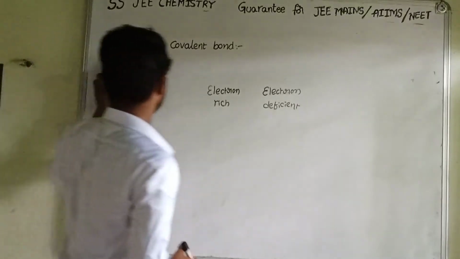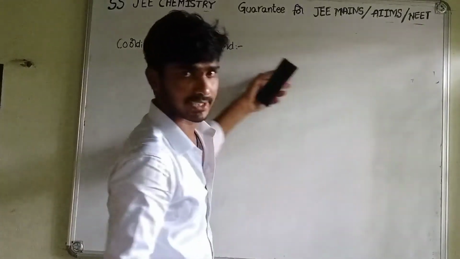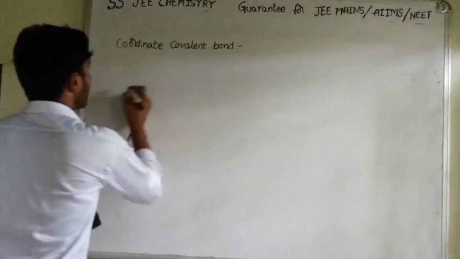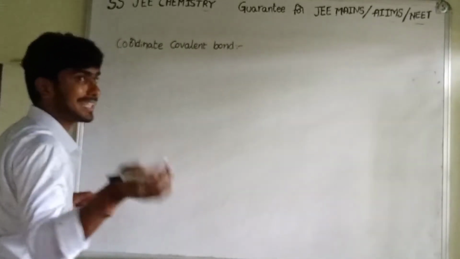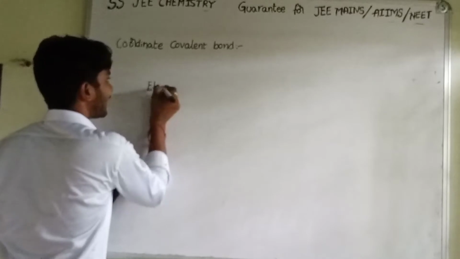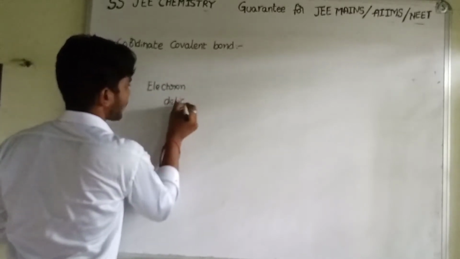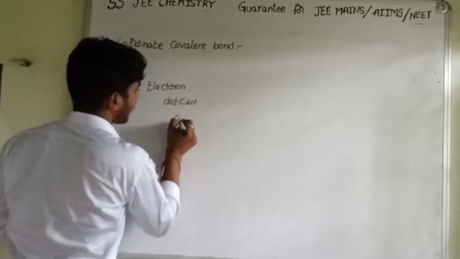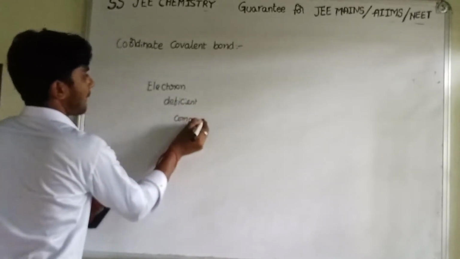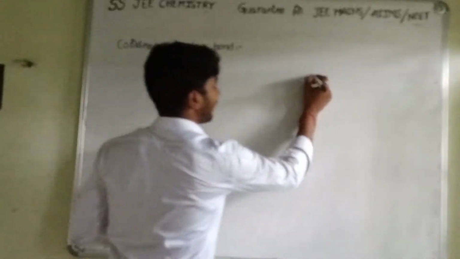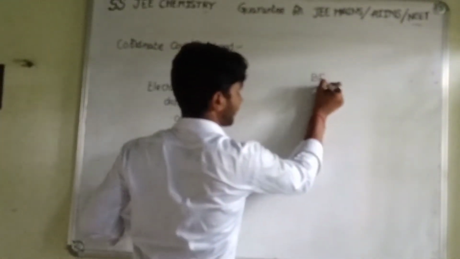For example, NH3, electron rich compound, and electron deficient compound. Electrons are shared between the electron deficient compound and the electron rich compound. Okay. First of all, understand what an electron deficient compound is. Electron deficient compound means, for example, BF3.